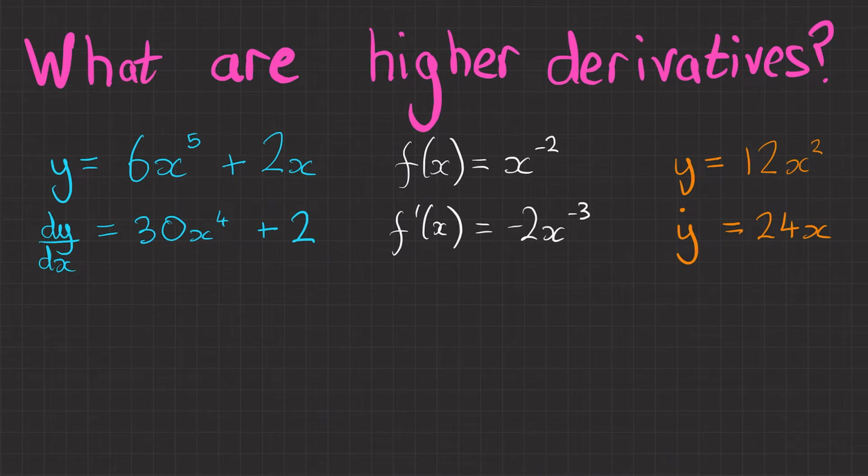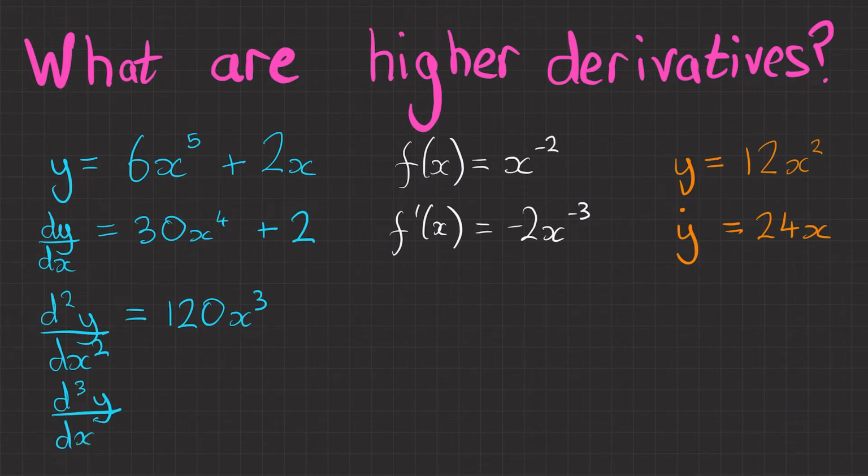Now the way to write higher derivatives, if we focus on the blue one, is d squared y by dx squared equals, then it will be the derivative of the first one, because this is the derivative of the derivative. So this will be 120x to the 3, and that'll be it. If we need to find a higher derivative, it will then be d cubed y over dx cubed, which will be the derivative of the second derivative, which will be 360x squared.